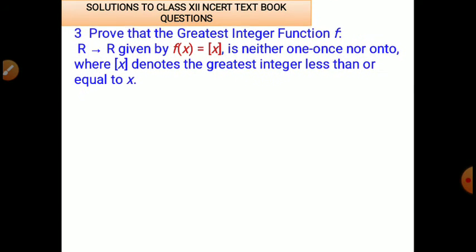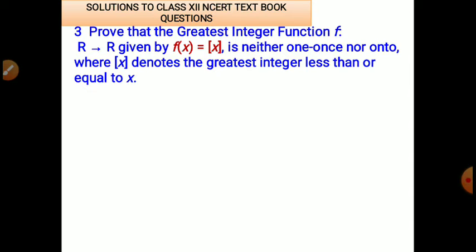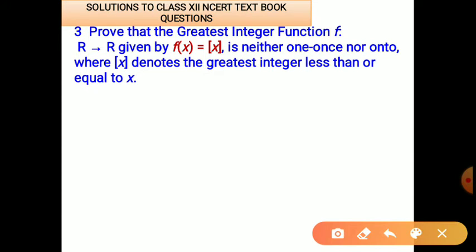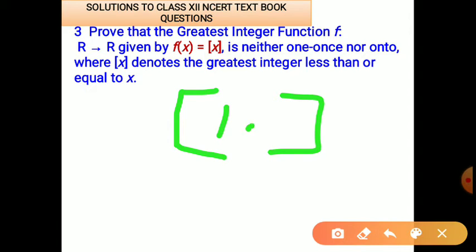Now let us go for the third problem, the greatest integer function. Let us have a discussion about the greatest integer function. The greatest integer function is represented in brackets. Suppose you are taking as an example 1.5, what is the meaning of this? The greatest integer less than or equal to 1.5.